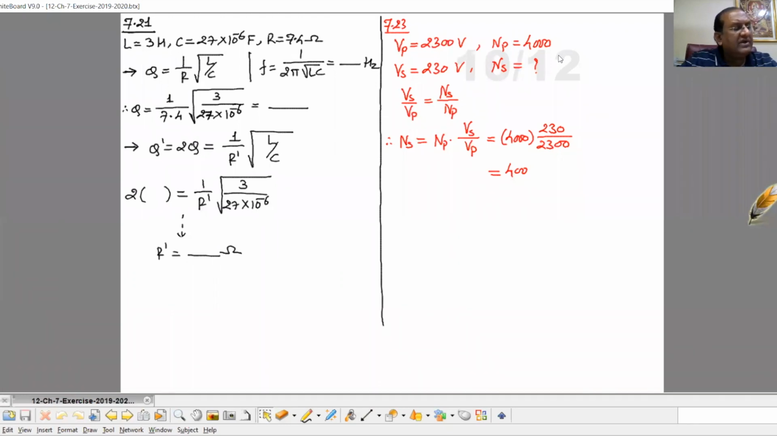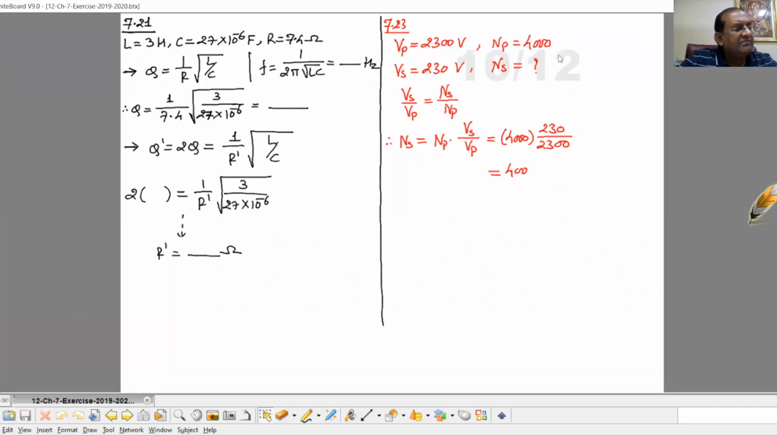7.22, that is theoretical one. Answer the following questions. In any AC circuit, is the applied instantaneous voltage equal to the algebraic sum of the instantaneous voltage across the series elements of the circuit? Yes. Is the same true for RMS voltage? No. Because RMS voltage, that is the vector sum. It implies that when we calculate the RMS voltage at that time, we take under root VR square plus VL minus VC whole square. Clear?